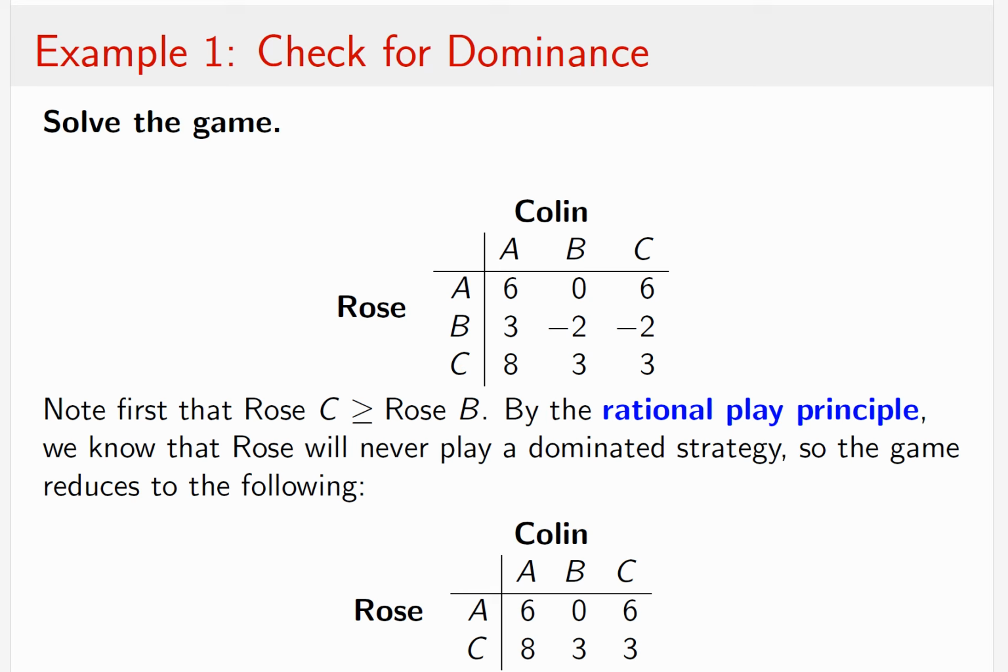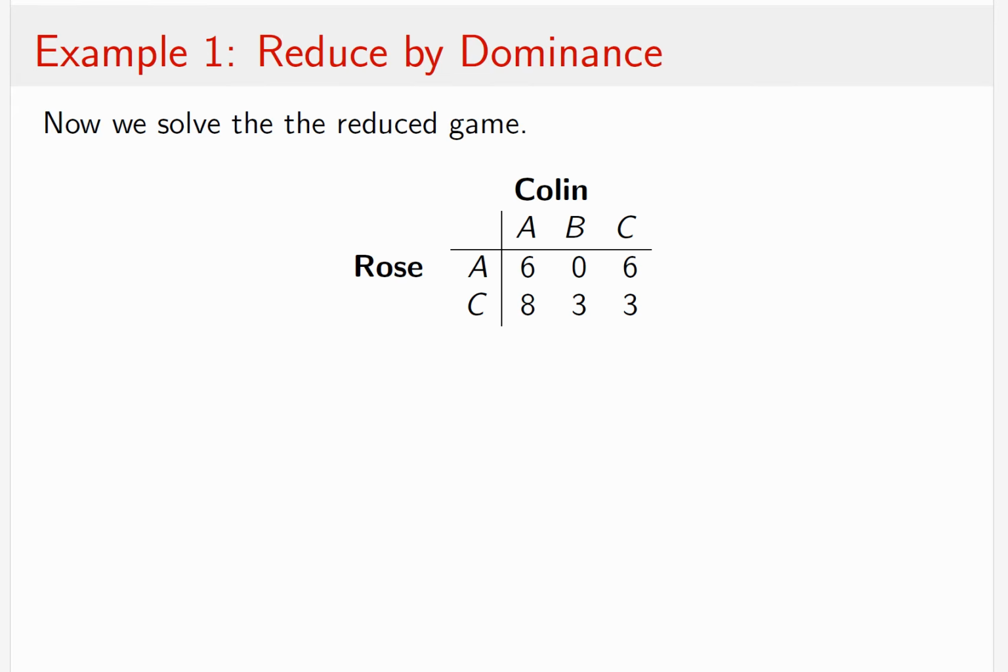Why? Because Rose will never play it by the rational play principle, right? So the two ideas of the rational play principle are that Rose is self-interested and she's perfectly rational, right? So again, due to those two things, she's never going to play it. So we just eliminate it, and this is called reduction by dominance, okay? And it was discussed last time.